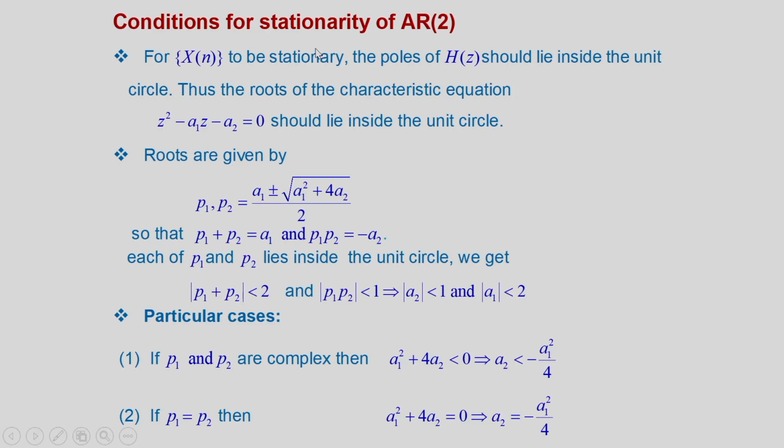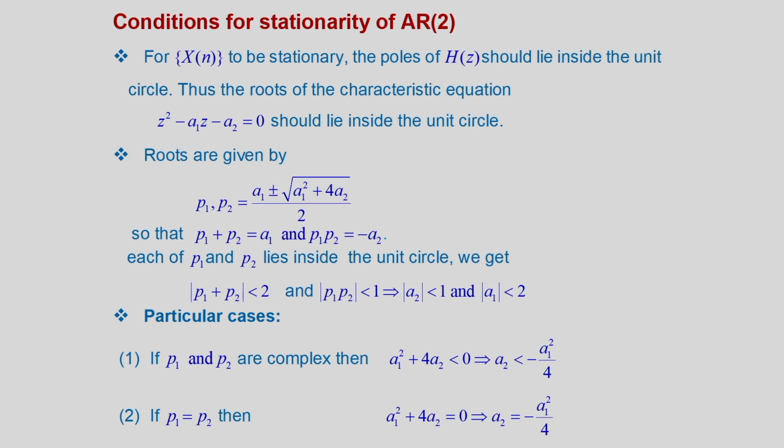Now, because the AR(2) process is an all pole model, not all values of a1 and a2 will give stationarity. Let us consider the conditions for stationarity of the AR(2) process. For x[n] to be stationary, the poles of H(z) should lie inside the unit circle, that is the condition for stability.